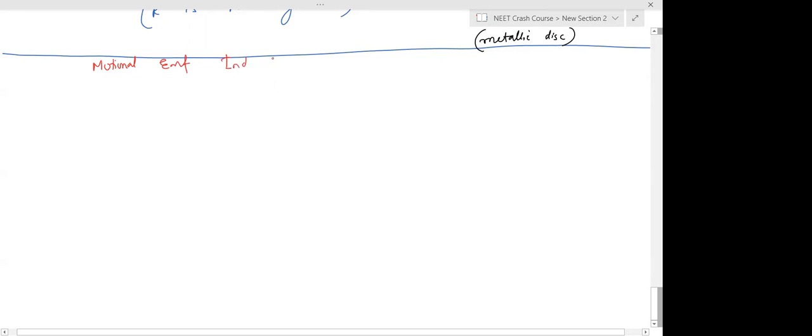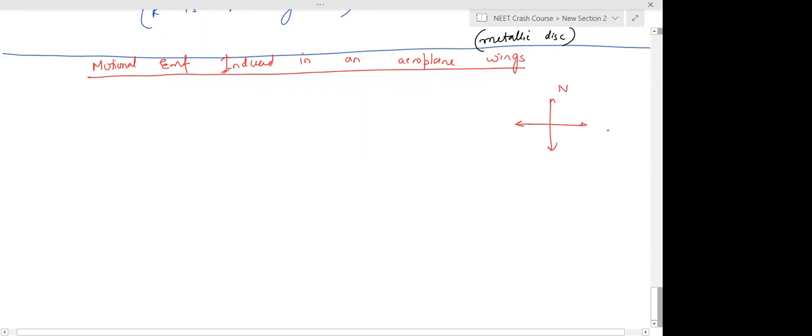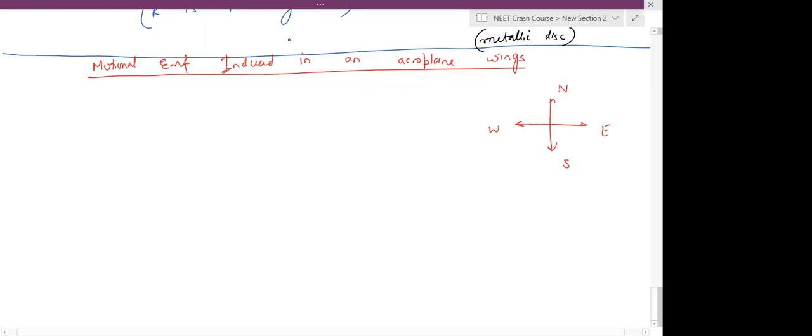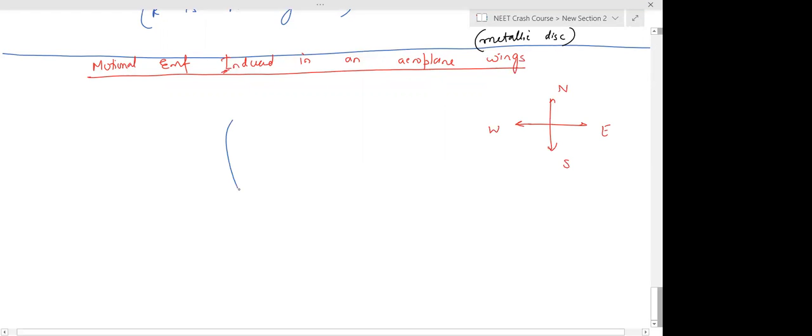Motional EMF induced in an aeroplane. Suppose an aircraft is moving from north to south direction. If it is moving from north to south, the velocity is parallel to its length. So obviously across the length there will not be an EMF induced. Across the breadth, yes. Breadth means across the wing span.